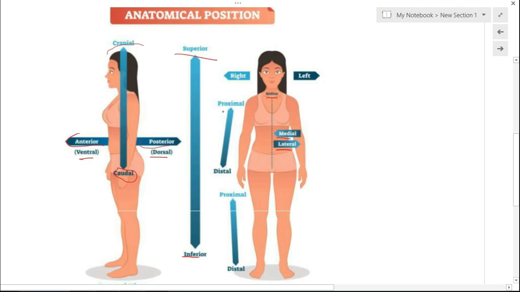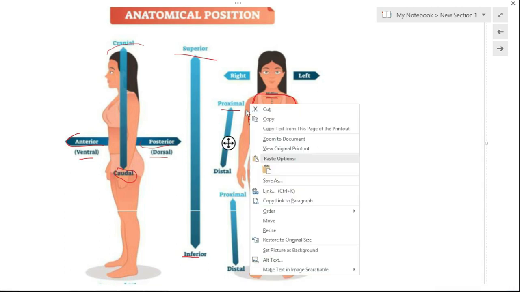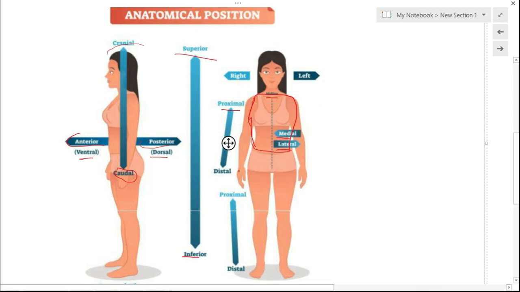Another pair is proximal and distal. Proximal means towards the trunk. This portion is known as the trunk, the main body portion, that is chest, abdomen and pelvic area. Towards the trunk, near to the attachment of the trunk, it is called proximal. Away from the trunk it is called distal. The same way in the leg, this is the proximal area and this is the distal area.